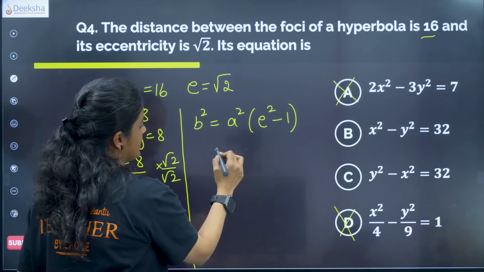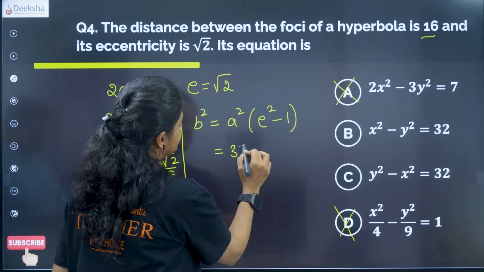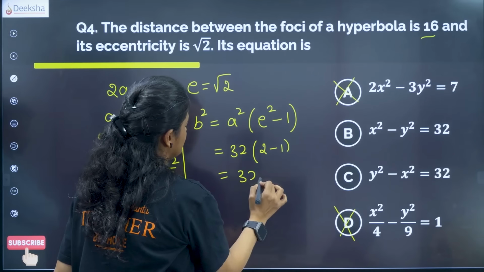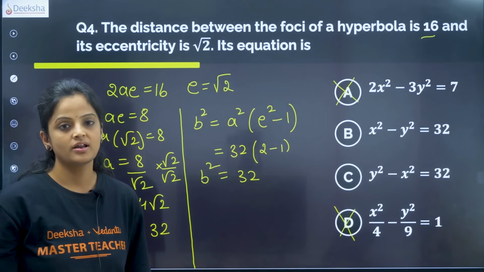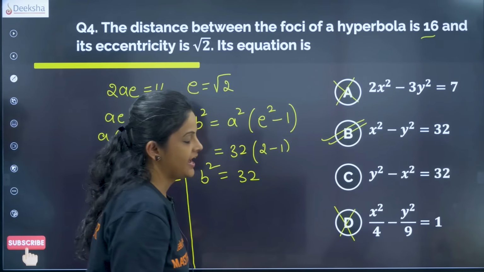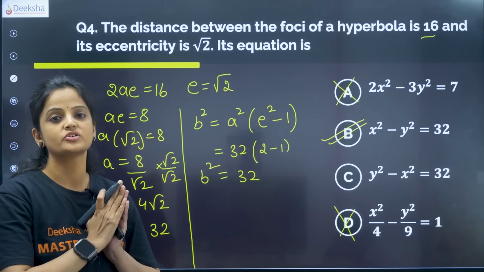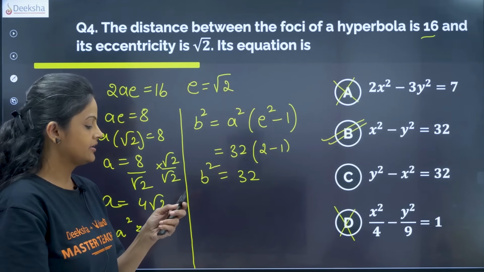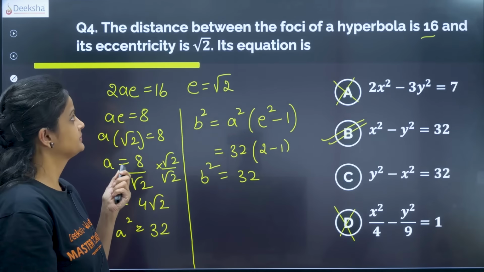A square already I have 32, e square will be 2 minus 1 and that is 32. A square and b square are giving you the same value, then it has to be a rectangular hyperbola, and option B is giving you the answer here. Okay, among B and C I told, and we got it as a B.